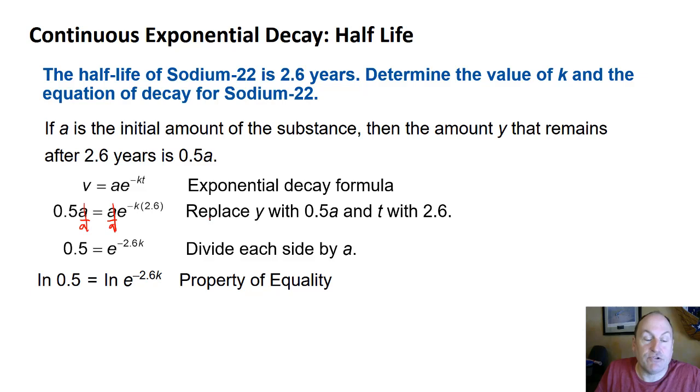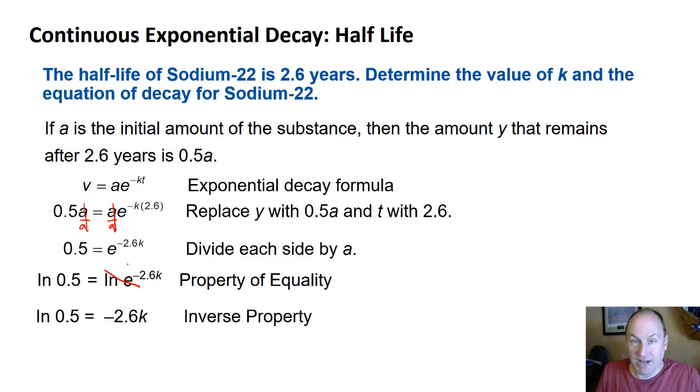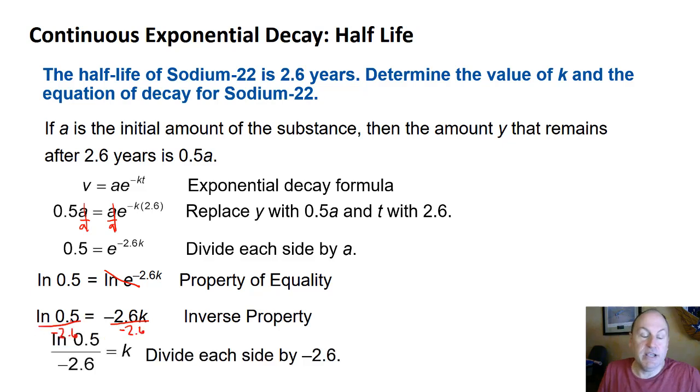Next thing we're going to do is take the natural log of both sides using that property of equality. And so we get the natural log of 0.5 equals the natural log of e to the minus 2.6k. Well, the natural log and the e cancel each other out. The natural log of 0.5 equals minus 2.6k. We're going to divide both sides by negative 2.6. And that's going to give us the natural log of 0.5 divided by negative 2.6 equals k.